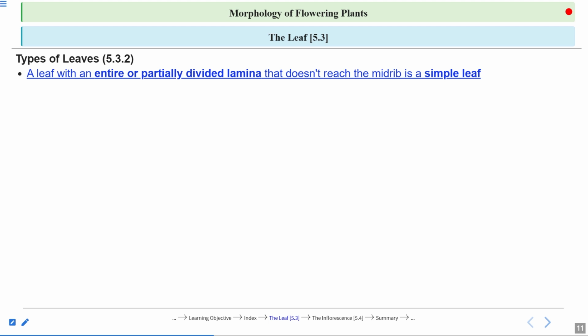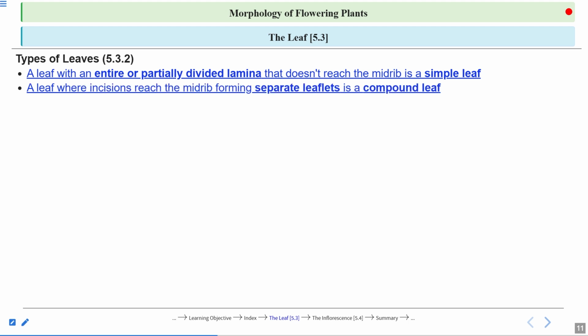First, let's talk about the simple leaf. A leaf with an entire lamina or partially divided lamina is known as a simple leaf. In a simple leaf, there is only one lamina. There is one complete lamina, or sometimes the lamina is slightly divided. Clear? This is known as a simple leaf.